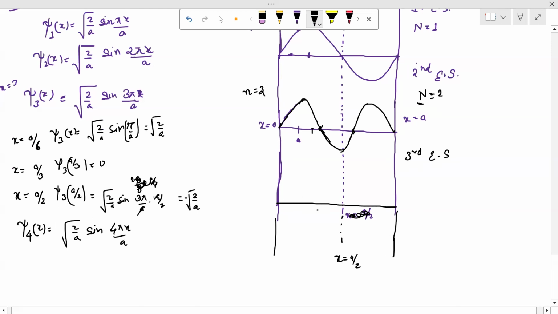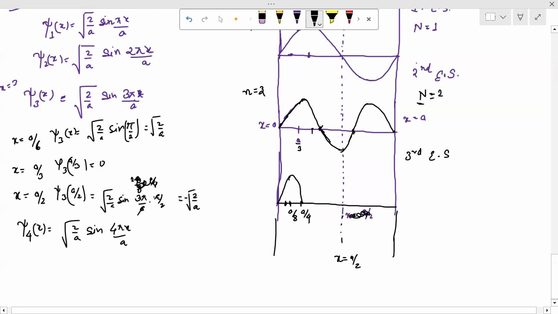So clearly, I'll make small markings. This was, I think, a upon 3. So what would be a upon 4? Somewhere here. And what would be a upon 8? Somewhere here. I'm not making it to scale, don't worry, but just making it somehow. So a upon 4 here. At a upon 8, it will peak. At a upon 4, again it will come down.